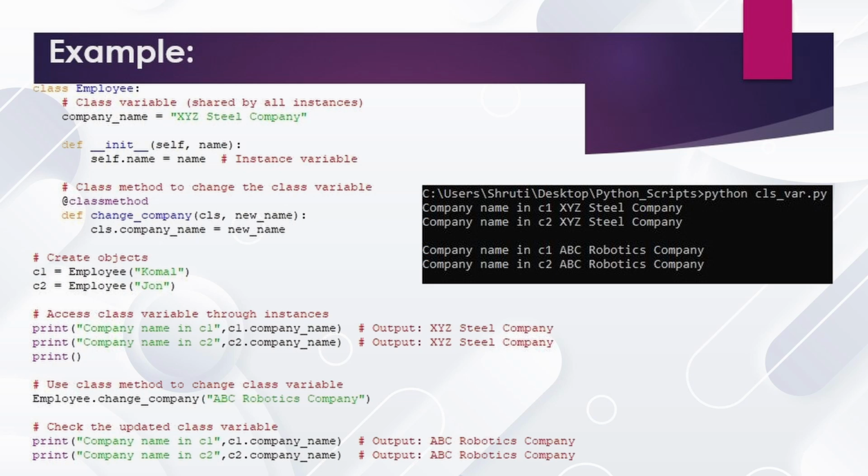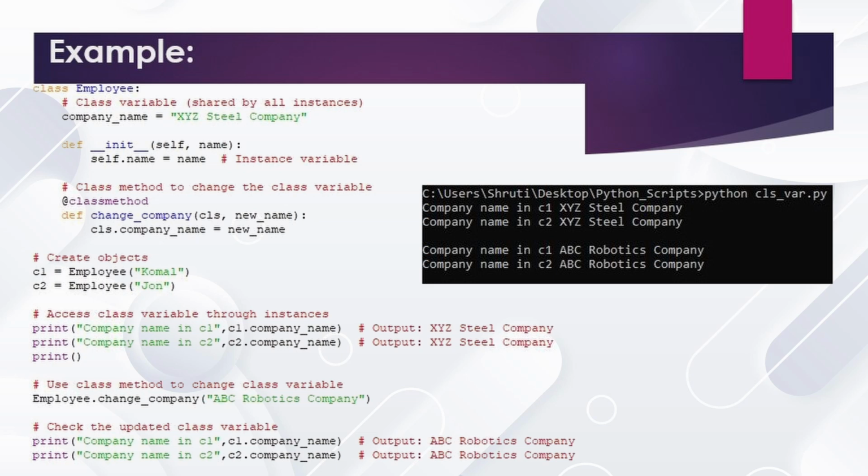Now, to modify the value of a class variable, Python provides a special built-in decorator called class method. A class method is a method that is bound to the class rather than the instance. It takes the class itself as the first argument, which is conventionally named as CLS. This allows the method to access or modify class level variables. In this example, the method change company is declared as a class method using the class method decorator. It receives CLS as its first parameter, giving it access to the class and its variables.